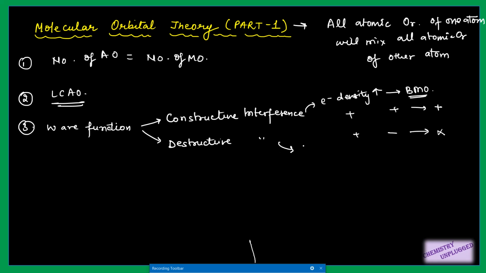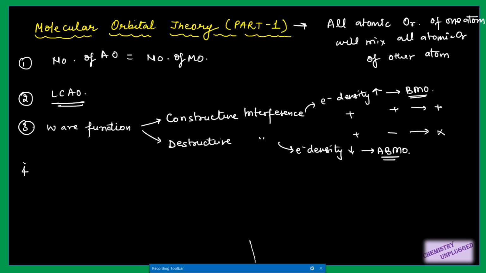Then if they mix together in destructive interference, their electron density will decrease, right, and they will form an anti-bonding molecular orbital. Then we will see how this electron density will decrease and what will be the energy order of the bonding molecular orbital and anti-bonding orbital. We will see it a little bit later, but these are the few steps which you should know.